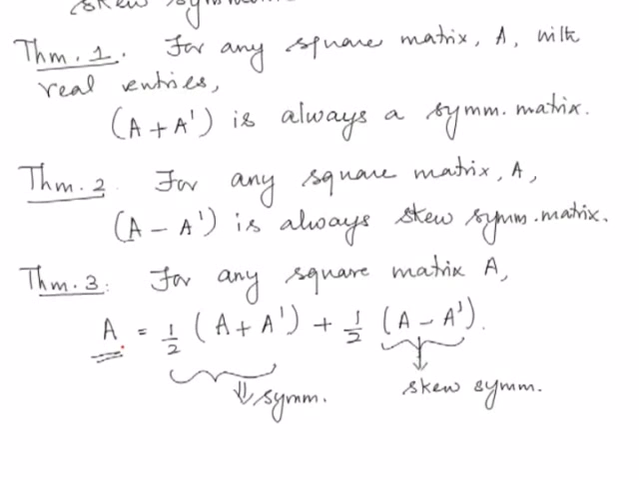So, if A is a square matrix, then A is equal to half of A plus A dash plus half of A minus A dash. Now, let us understand these concepts of symmetric and skew symmetric matrices using few examples.